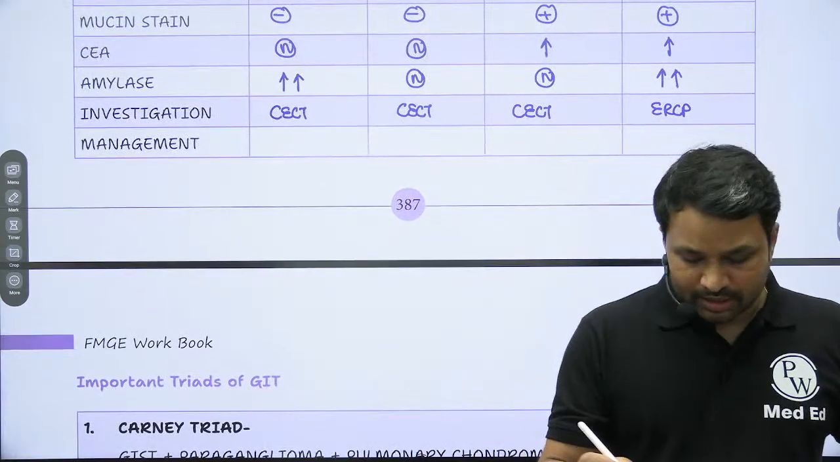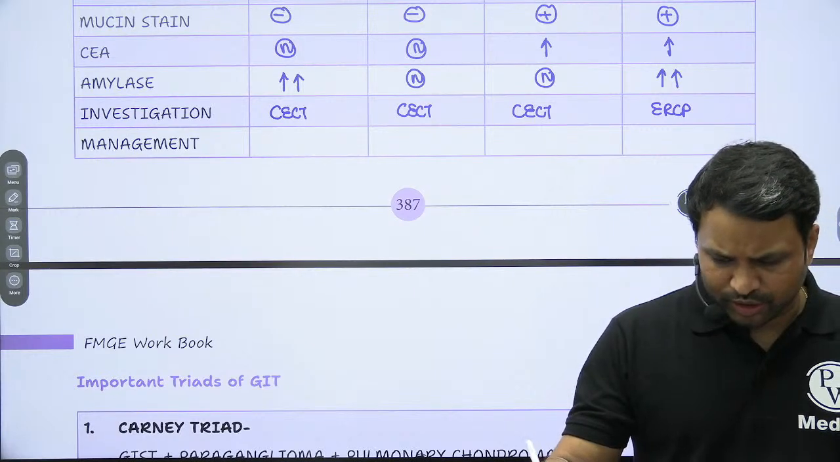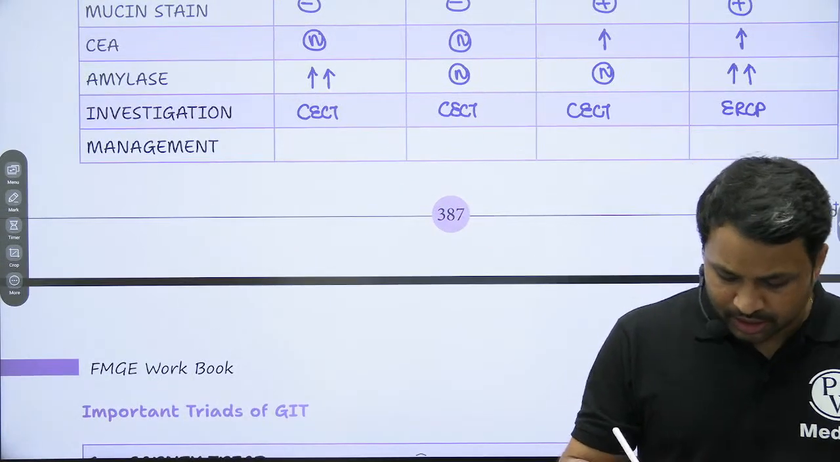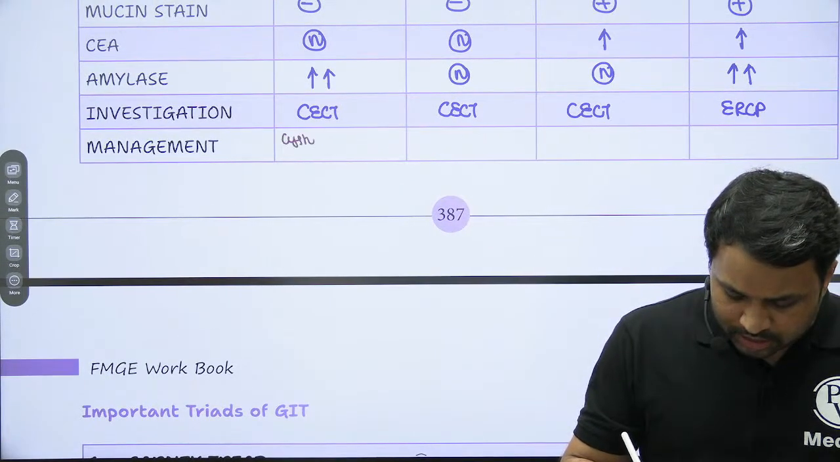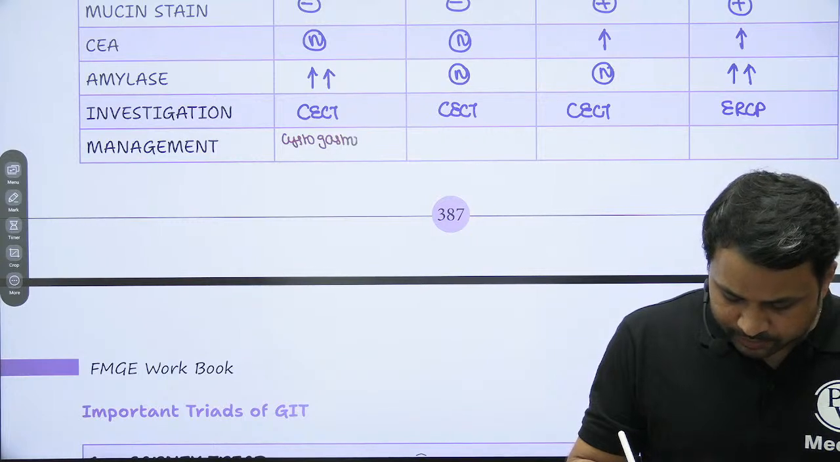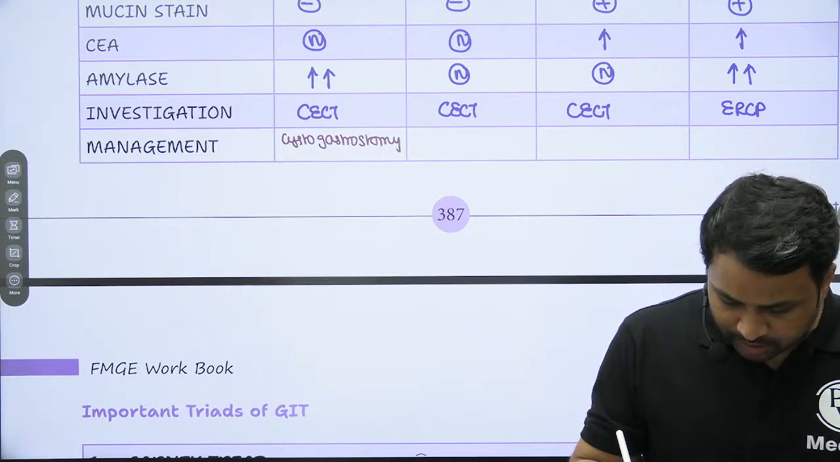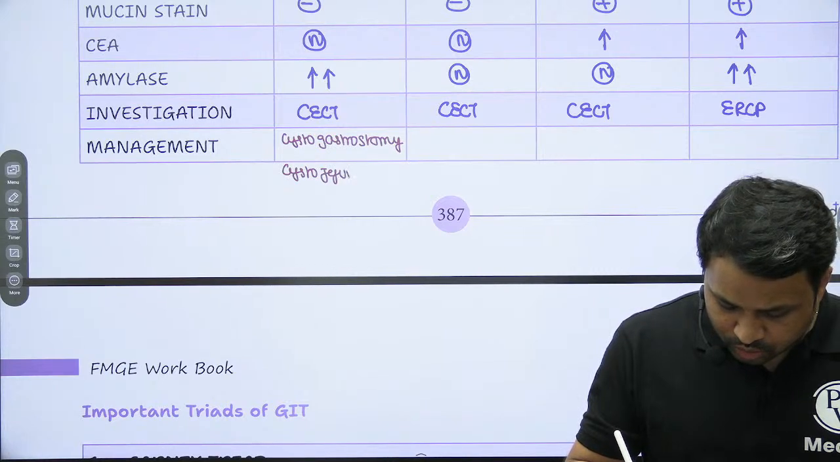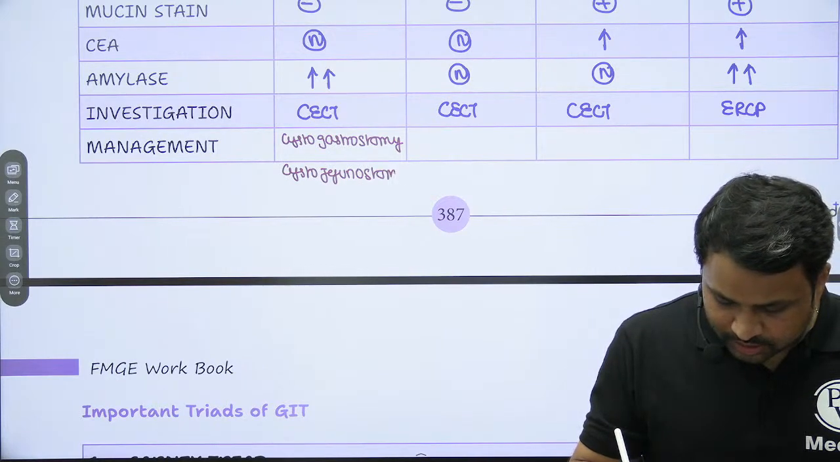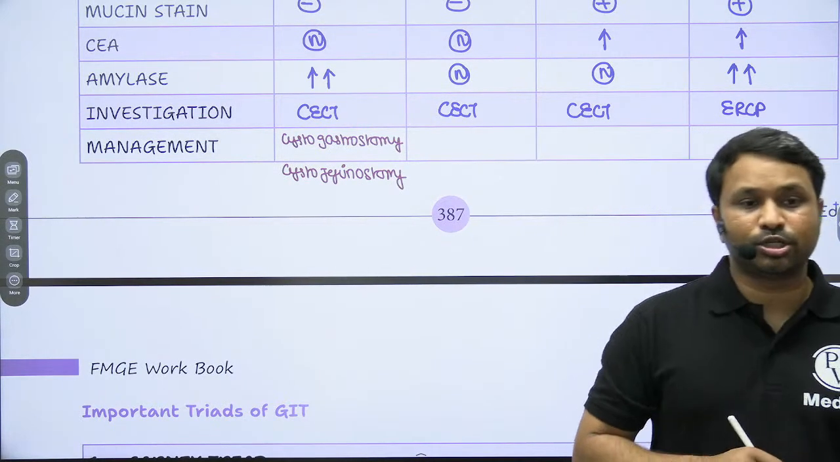Pseudocyst of the pancreas, the surgical, initially it is going to resolve, but if it persists beyond 6 weeks, you can do a cystogastrostomy, or we can perform a cystojejunostomy. A cystogastrostomy or a cystojejunostomy can be done.